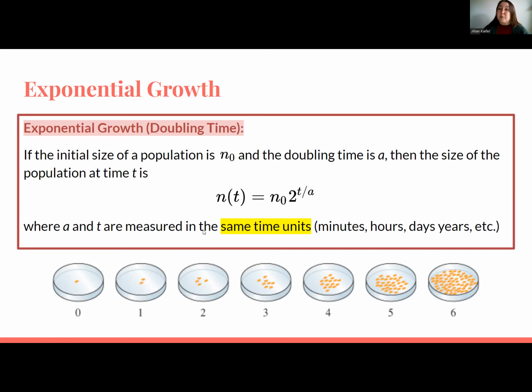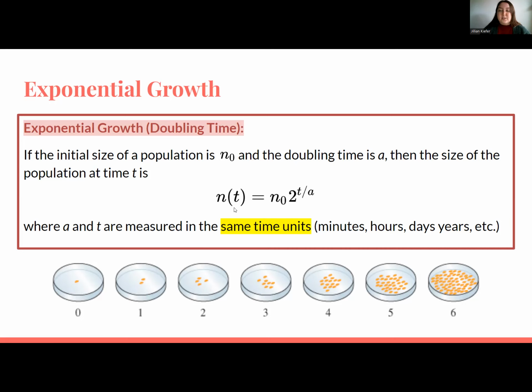If you have tripling time as well, the only thing that really changes is that the 2 would become a 3, and a would be the tripling time instead. So you may run into a problem like that in your homework where you have tripling time, and that would be the case for a problem like this as well.